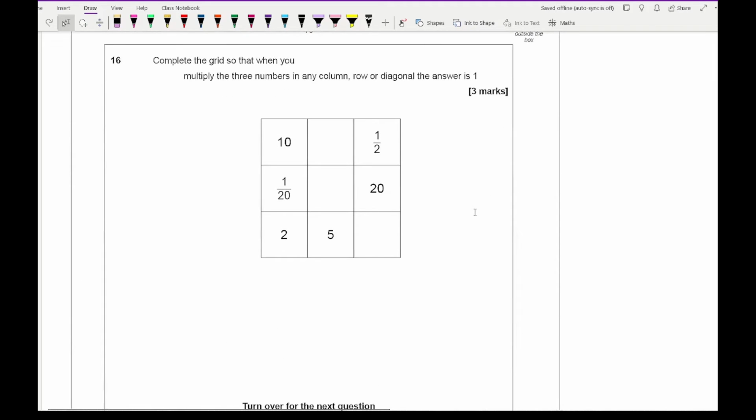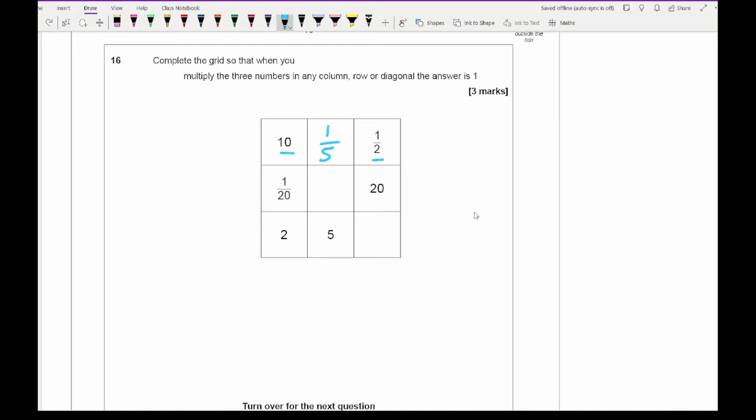Then with question 16, it says complete the grid so that when you multiply the three numbers in any column, row or diagonal, the answer is 1. So for this, if we look at this number here, well, we've got 10 times a half. Well, 10 times a half is the same as dividing by 2. So what do you have to divide by 2 to get 1? Well, I need a fifth, because 10 divided by 2 is 5, and then so it's going to be 1 over 5.